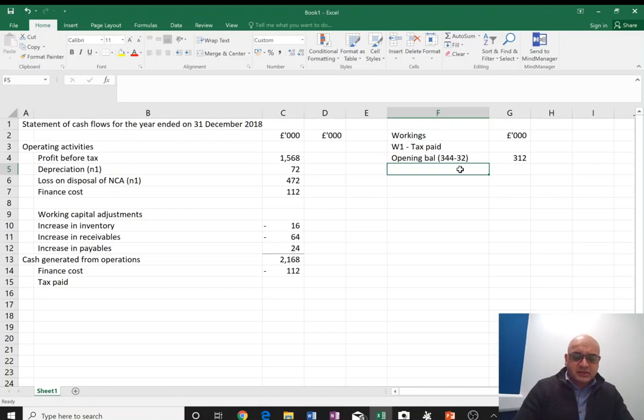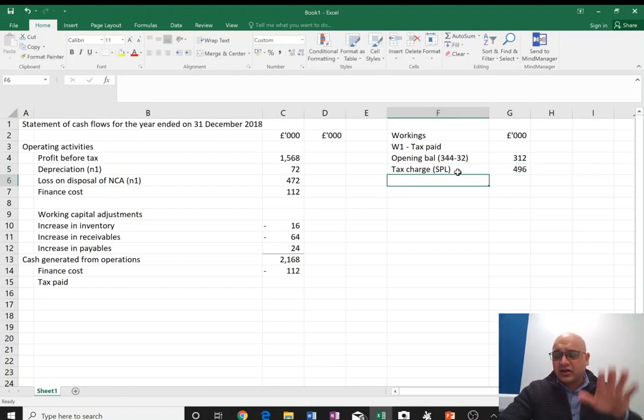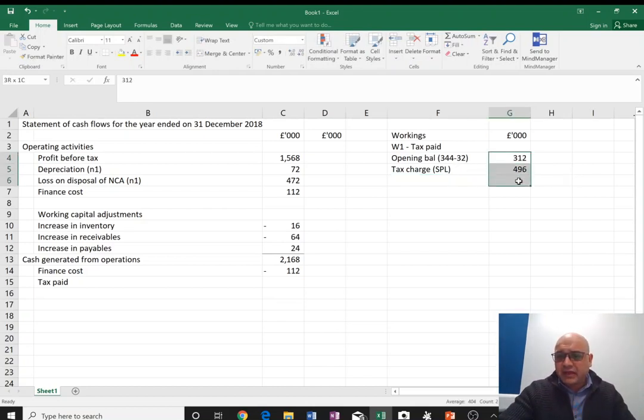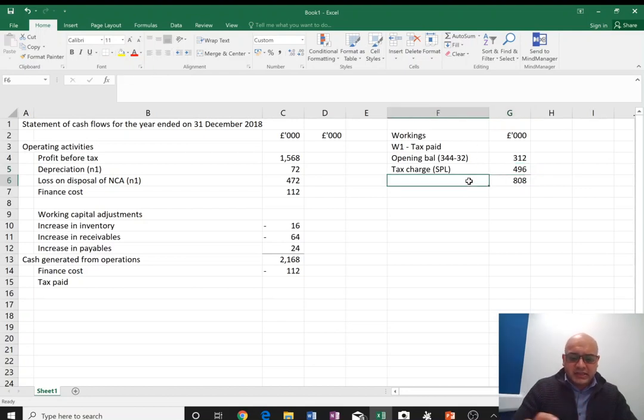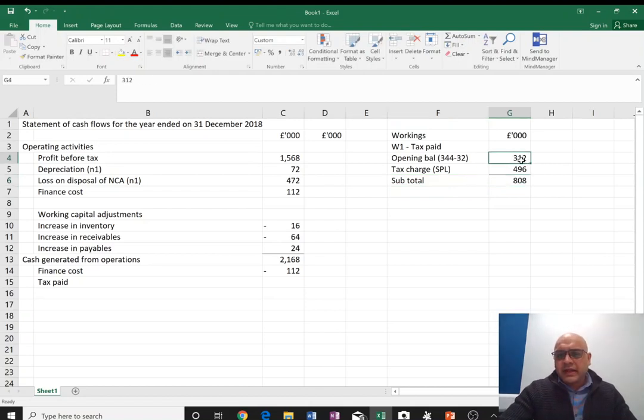Plus there was tax charge recorded in statement of profit or loss, SPL, of 496. Okay, so we are actually creating a T account. It doesn't look like a T account, but it is a T account. It's a kind of vertical T account. So if I do a little total here of how much we should have settled during the year, let's call it subtotal. So including opening balance and charge for the year, by the year end, we should have settled £808,000 worth of tax. Was that the case?